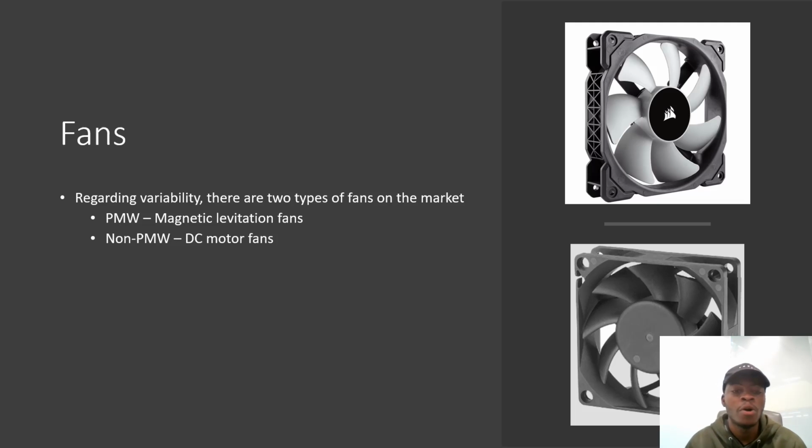PWM stands for pulse width modulation, which is a way for fans to be controlled more. Usually with non-PWM DC motor fans, which were the first, fan speeds couldn't really be controlled. They had a maximum depending on the amount of volts, usually 12 volts, that was supplied to the fan. But now with PWMs, it allows for more extensive control, either to increase or reduce RPM. This is done with the PWMs.